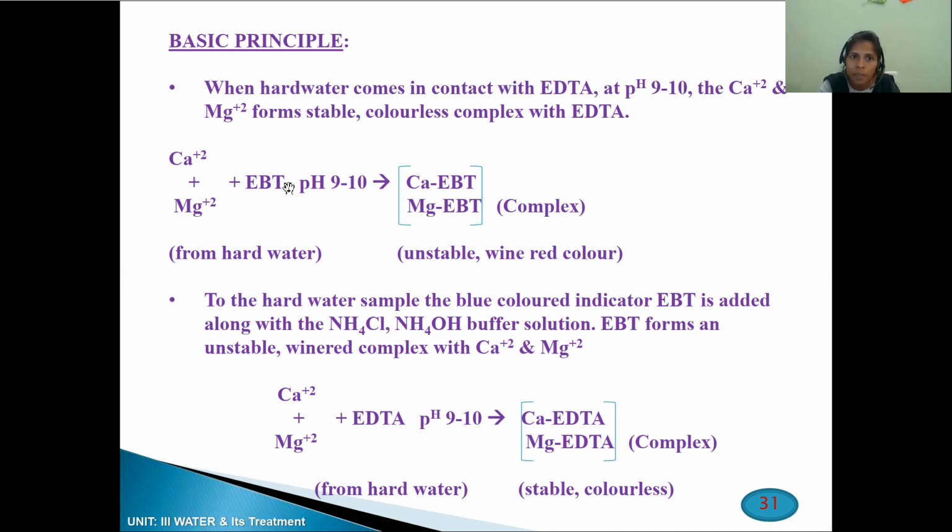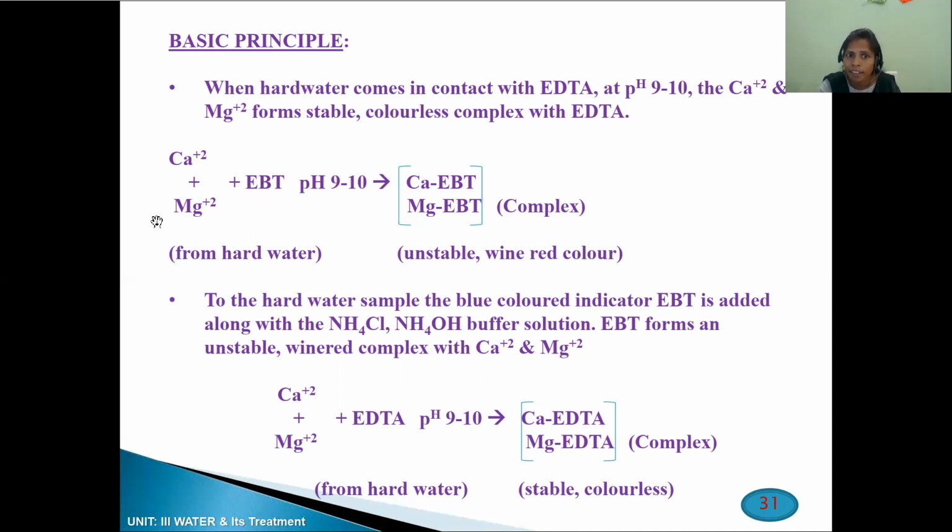So we are using the EBT indicator. When we use the EBT indicator, we do not get a stable complex initially. We get an unstable complex. This unstable complex is further titrated with EDTA. So what we are doing here: initially we take the hard water sample. What ions are present in the hard water sample? Calcium 2+ and magnesium 2+. This hard water sample is mixed with the indicator.